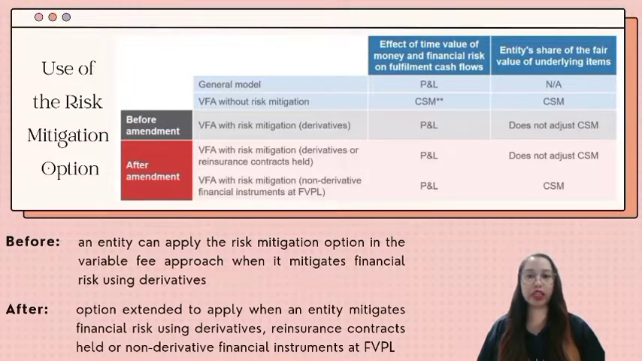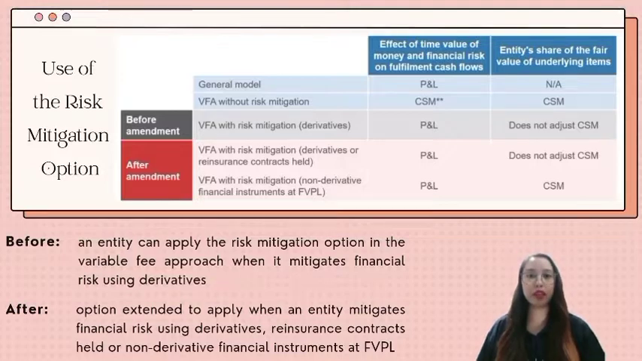The next naman po is about the use of the risk mitigation option. So before, an entity can apply the risk mitigation option in the variable fee approach when it mitigates financial risk using derivatives. After, option extended to apply when an entity mitigates financial risk using derivatives, the insurance contracts held or non-derivative financial instrument at FVPL.